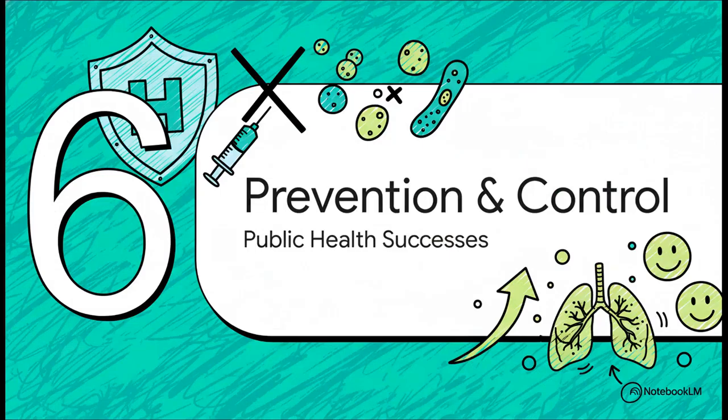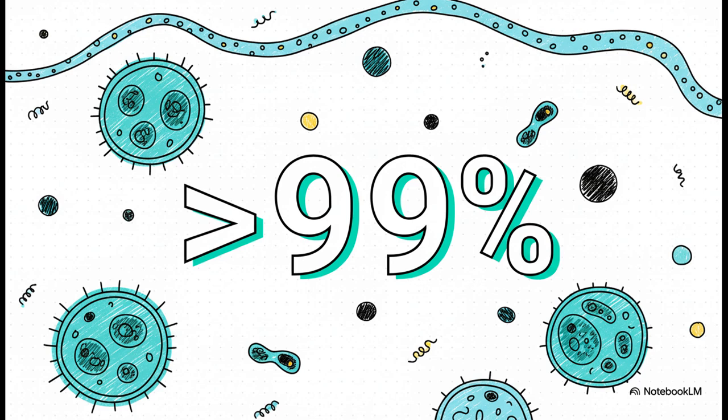All right, for our final section, let's zoom out. We're going to the 30,000-foot view to see how we prevent these infections on a population level and what challenges are still on the horizon. Just look at this number. Over 99%, a greater than 99% reduction in invasive Haemophilus influenzae serotype B disease. I mean, just let that sink in. This is, without a doubt, one of the single greatest public health victories of the 20th century. All of it thanks to the Hib conjugate vaccine.